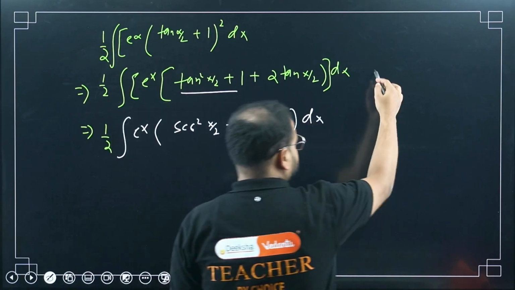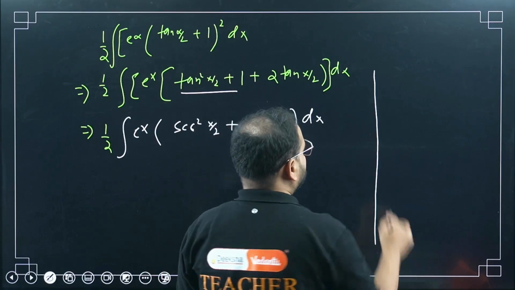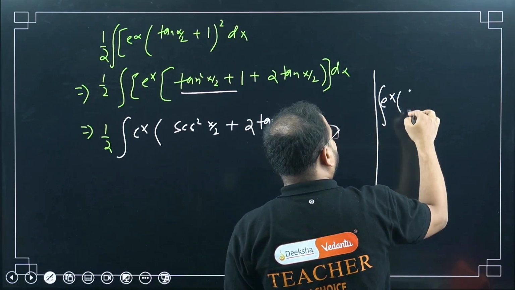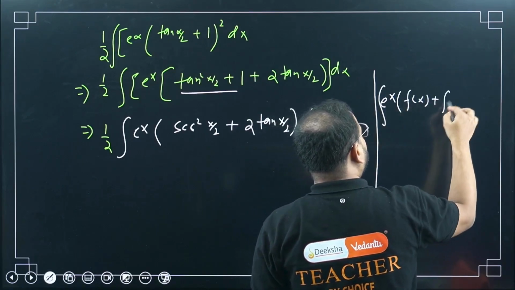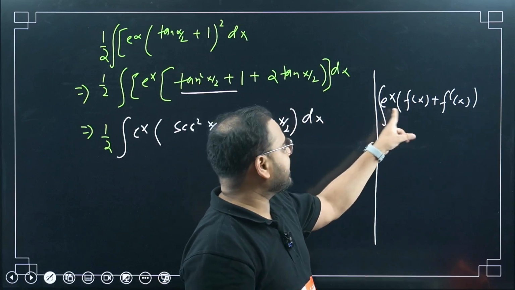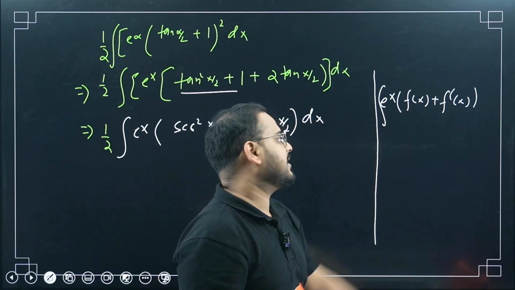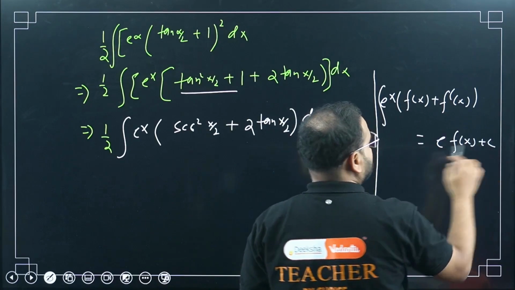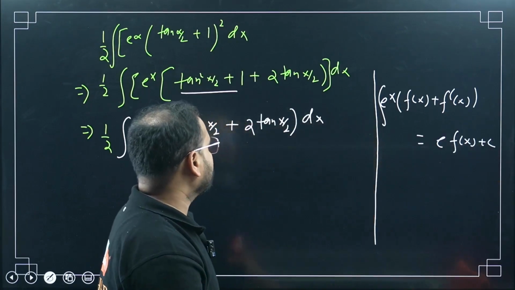Now there is a property. If you remember, e power x integration with f of x plus f derivative of x is also present here. Please check. Whenever I am integrating e power x with f of x plus f derivative of x, I can write this simply as e power fx plus c. So if I do that, what am I going to get?